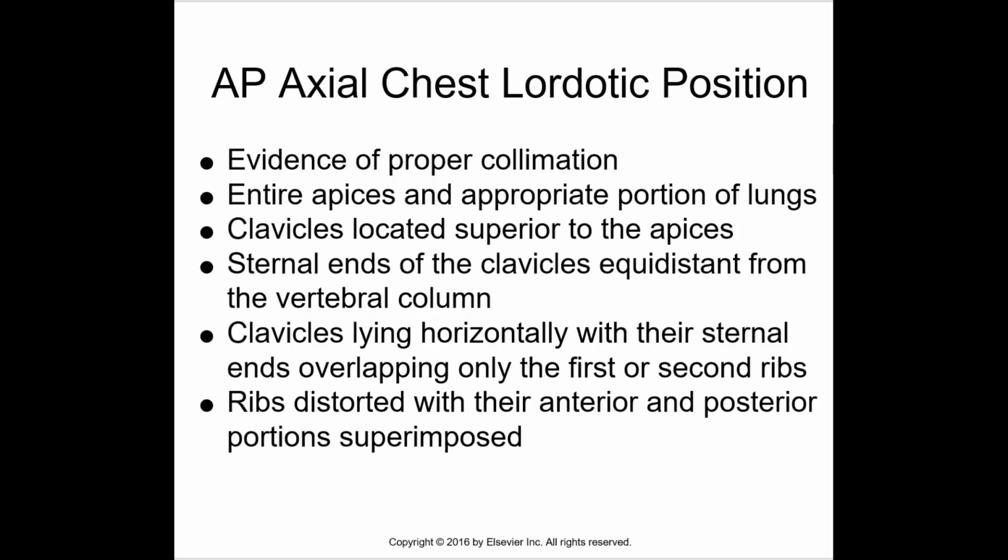AP axial chest, lordotic position: evidence of proper collimation, entire apices and appropriate portions of the lung, clavicles located superior to the apices, sternal ends of the clavicle equidistant from the vertebral column, clavicles lying horizontally with their sternal ends overlapping only the first or second ribs. Ribs distorted with their anterior and posterior portions superimposed.